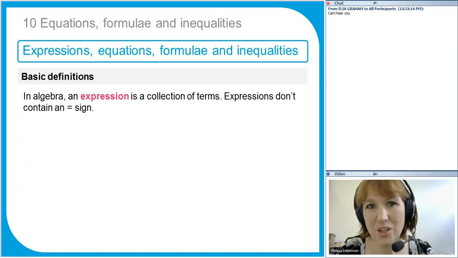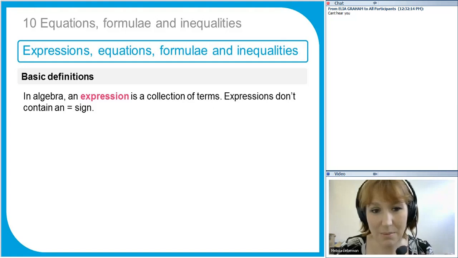It gives you some information, but not enough information to find out what the value of the letter symbols are. So letter symbols, remember, in algebra are just used to represent any number. If you've got something like 2a, it just means 2 times a number, where a is any number.